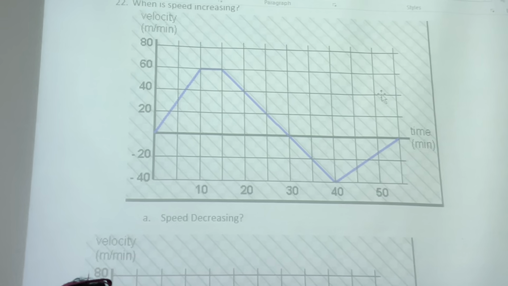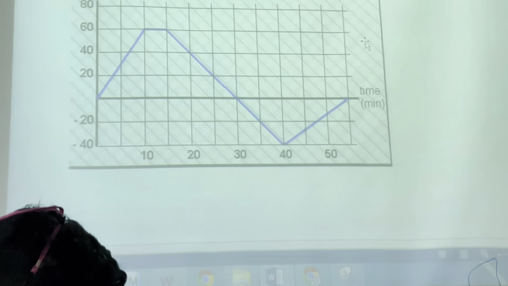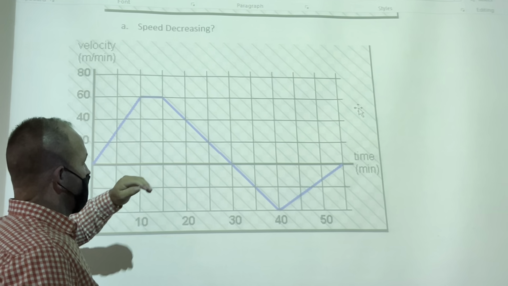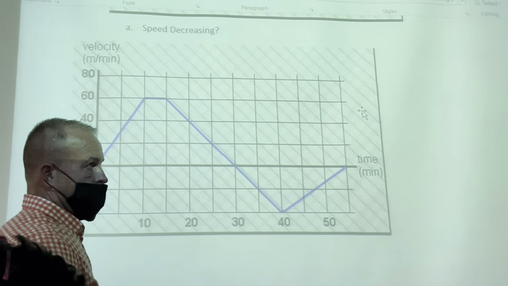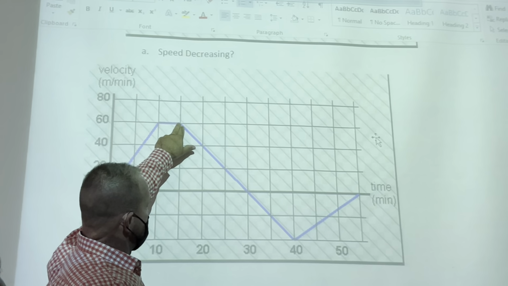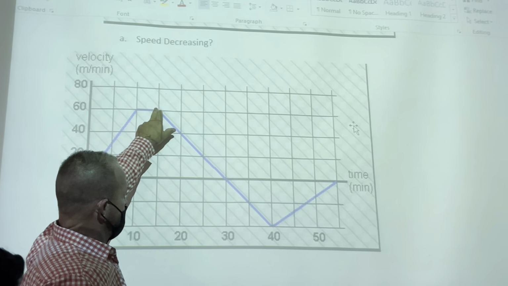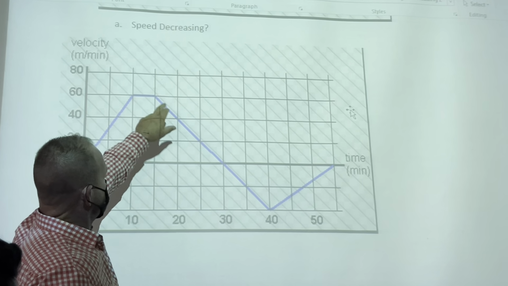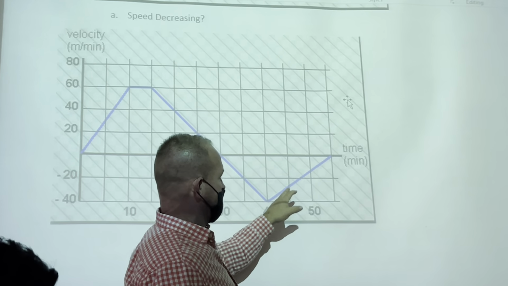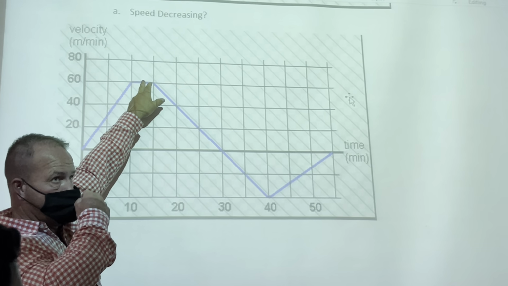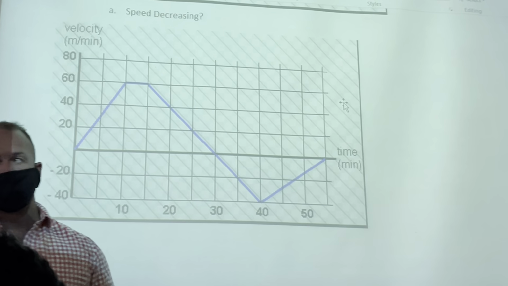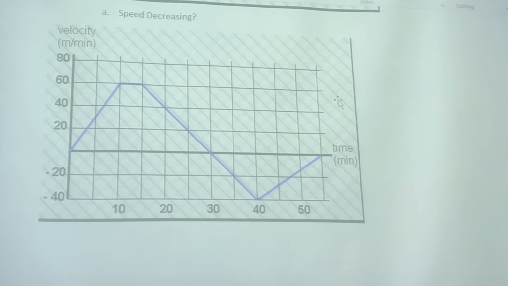Sorry, take it back. Speed is decreasing. I said it right, but wrong problem. Speed is decreasing where acceleration and velocity have opposite signs. This occurs from here to here because velocity is positive and acceleration is negative, and from here to here because velocity is negative and acceleration is positive. Just so you understand, acceleration right here is 0. Acceleration right here is 0 too, but that's why speed isn't changing.